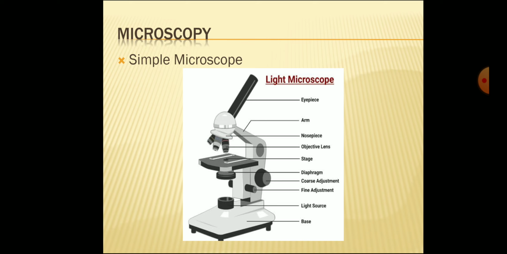The use of a single convex lens for viewing is still found in simple magnification devices such as magnifying glass and loupe. So, the simple microscope consists of these parts: light source, diaphragm, stage, objective, revolving nosepiece, body tube, and ocular lens.